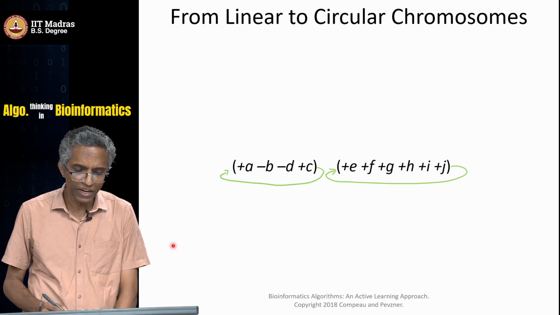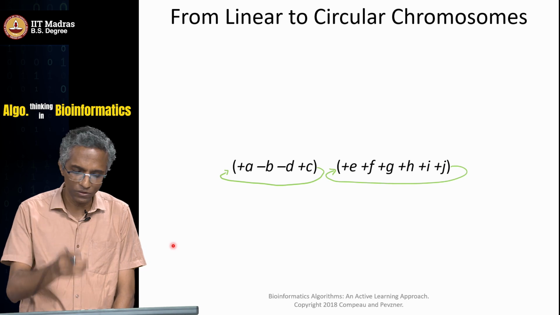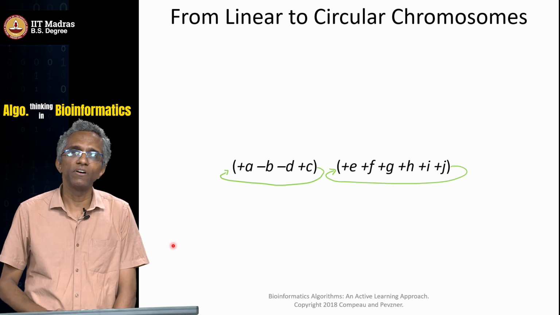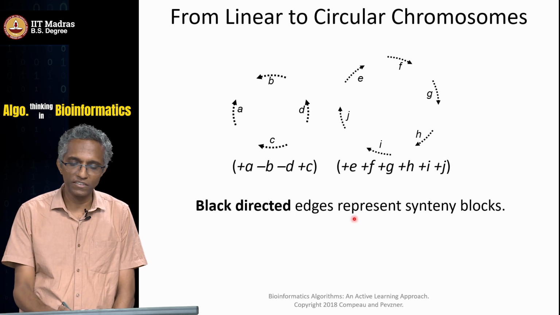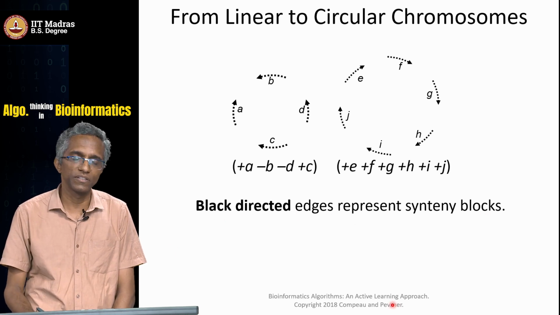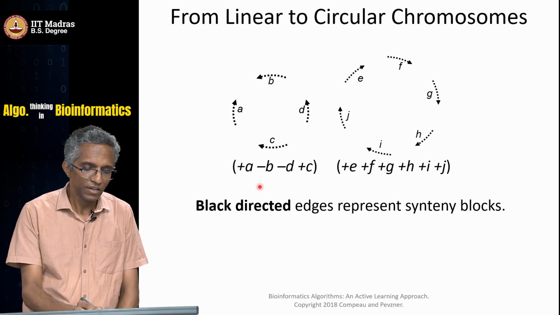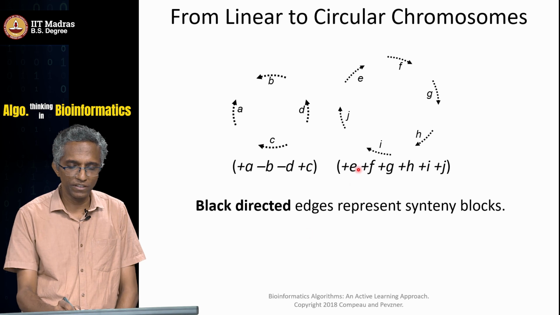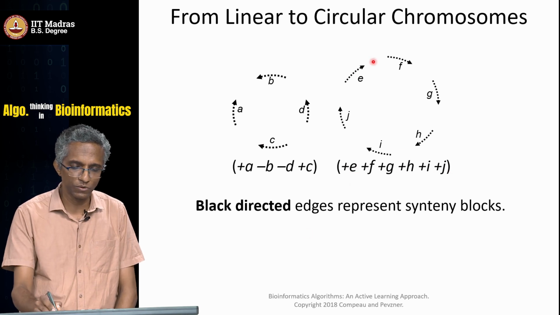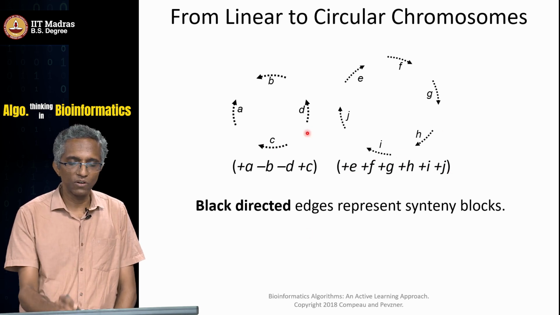Okay. And in order to do that, let us also visualize it using a graph where there are 2 types of edges. The first type of edges is these black directed edges that represent the blocks, the gene blocks or the synteny blocks. So you have A here, plus A because it is going in a clockwise direction, and then minus B is opposite orientation as A, so that is anti-clockwise. You have minus D, and then you have plus C, which is in a clockwise direction. Here E, F, G, H, I, J are all in clockwise directions. So these are all the synteny blocks.